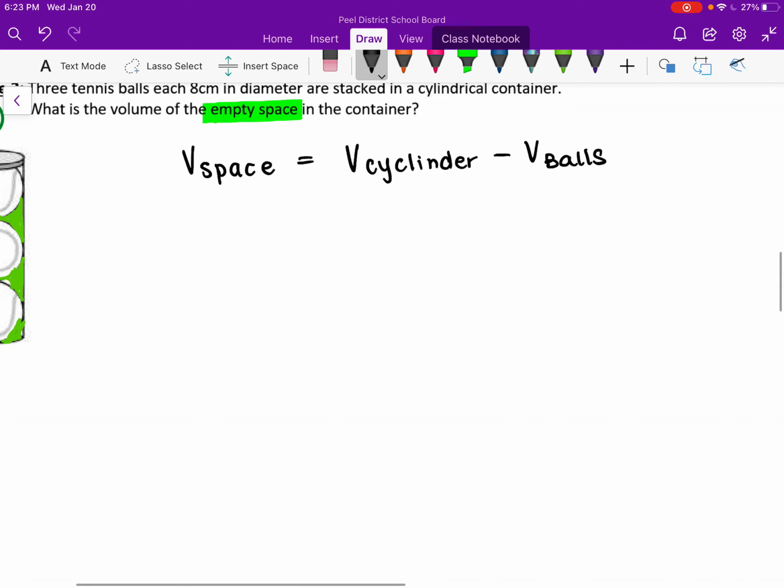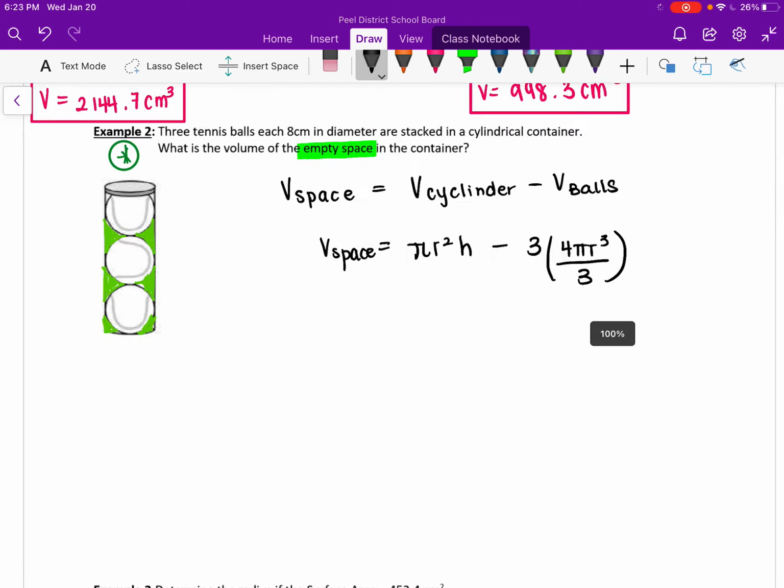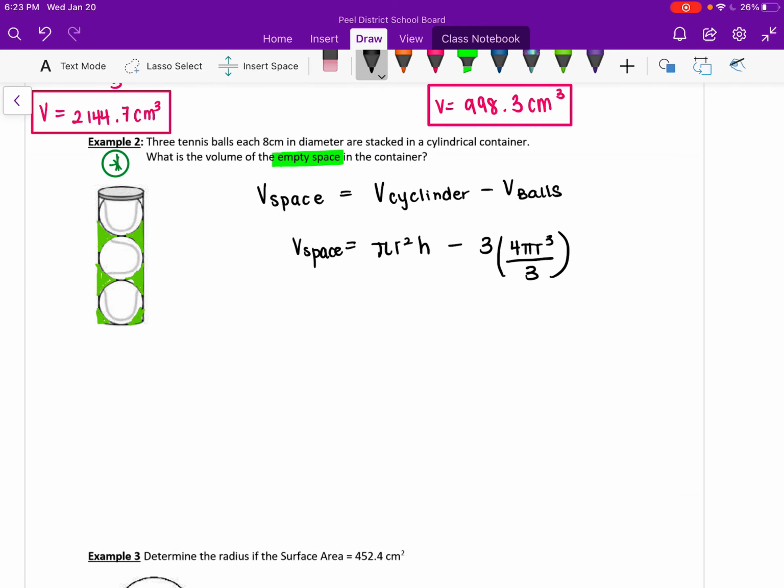So let's just put in what we know. The volume of the cylinder is pi r squared times the height, minus the volume of the balls. There are 3 balls, and they're spherical, so the volume of a sphere is 4 pi r cubed divided by 3. This is the equation I'm going to use. Let's go in and start filling some gaps.